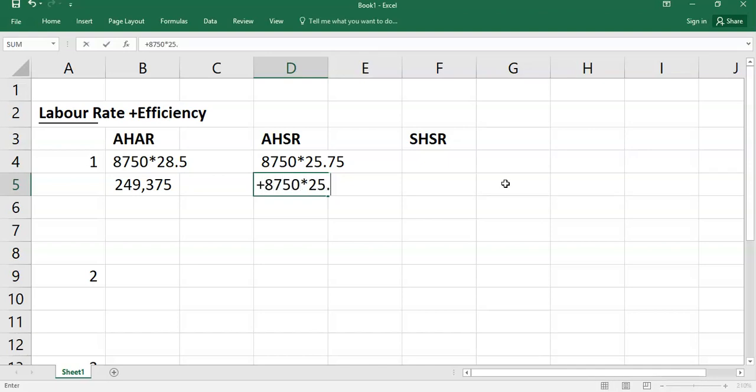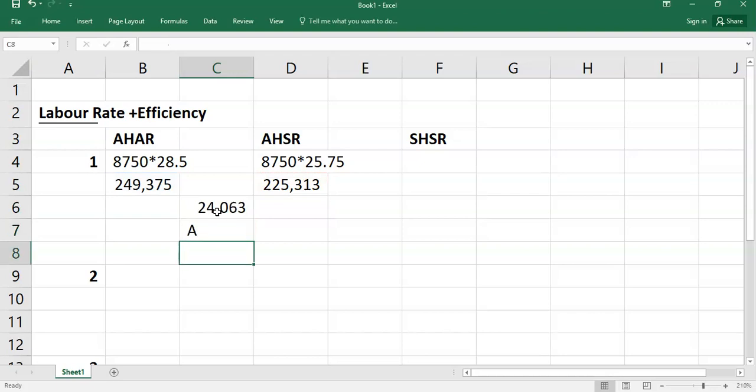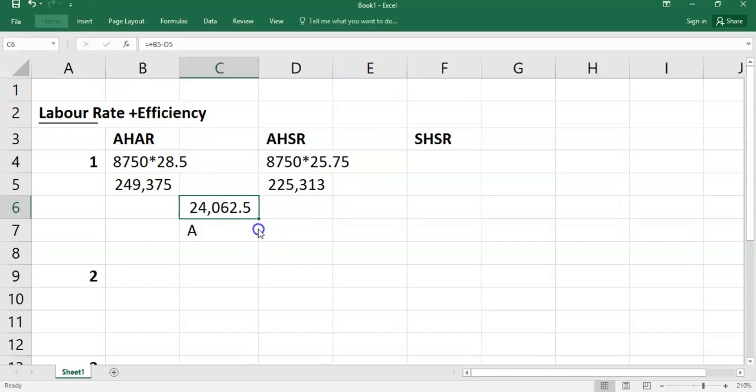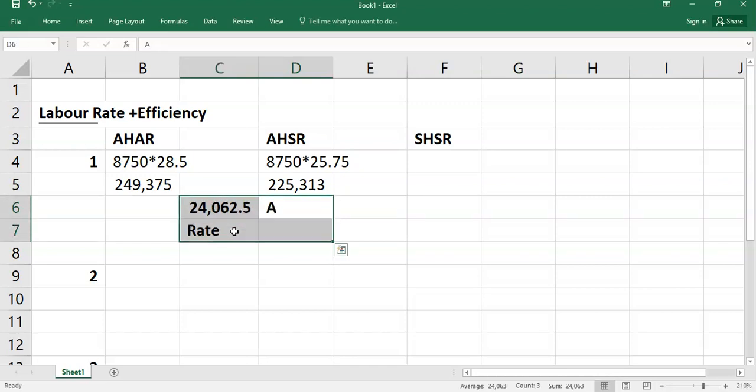So I always leave everything as positive, and what I look at here is, well, that means I paid more per hour than expected. So this is going to be an adverse rate variance. The variance there, adverse, is 24,062.5 if you want to be accurate. So that is your rate variance, and it is adverse, just to show that they're positive or negative. That's your first one done.